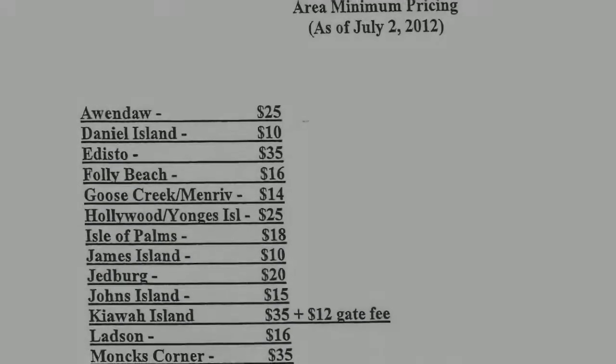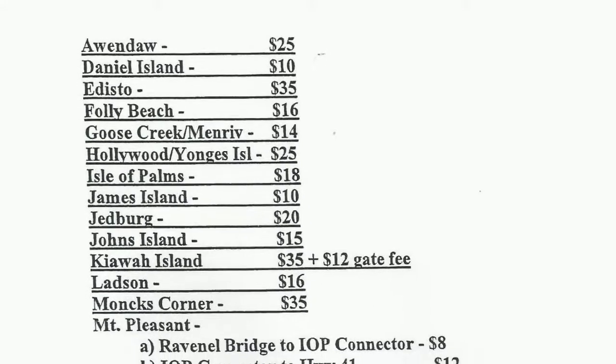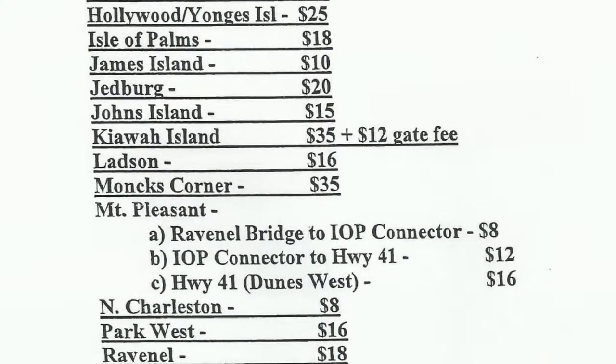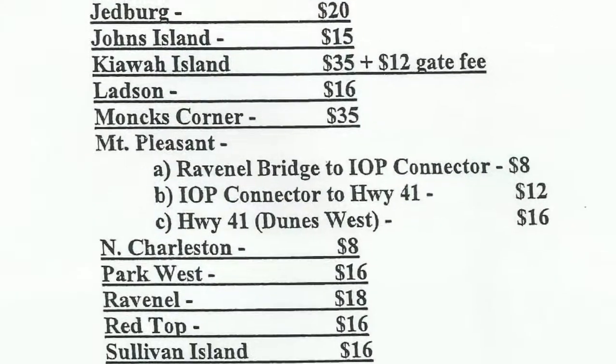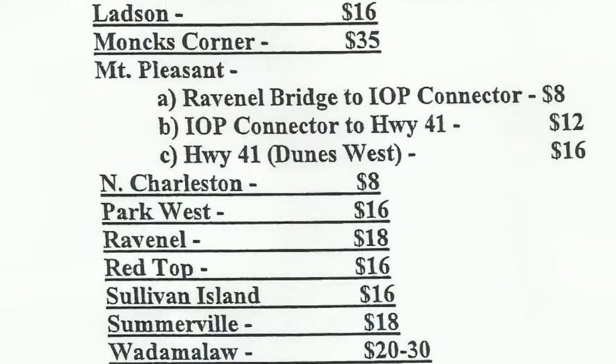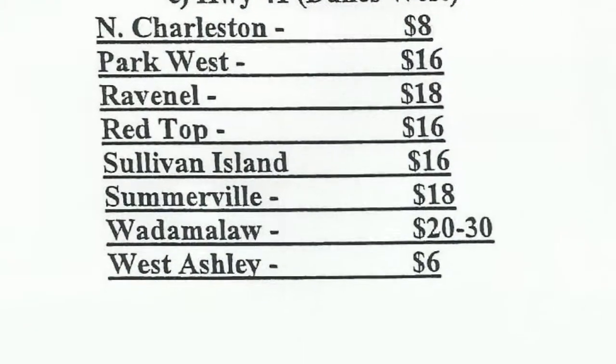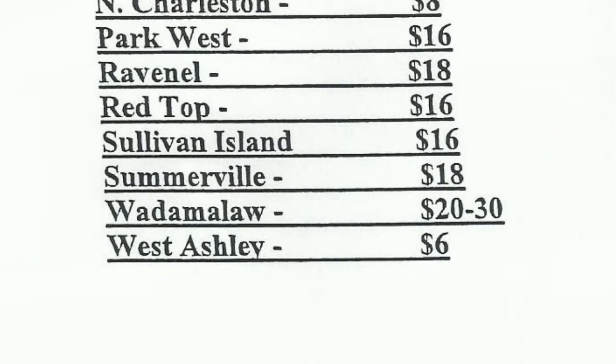Okay, now we're dealing with the area minimum example, and we're going to use West Ashley as our example. Notice on your sheet it's a $6 minimum. That simply again means that if you pick up somebody or drop off somebody in the West Ashley area, you're going to get paid at least $6. So how do we deal with that? Let's look at a practical example.